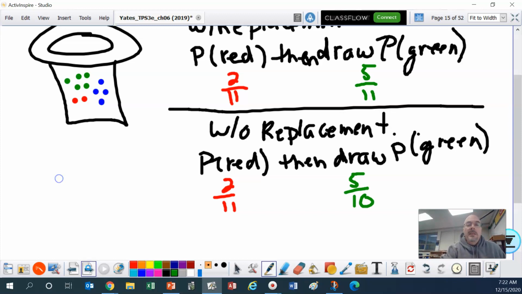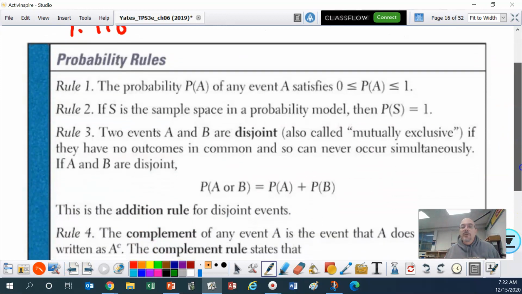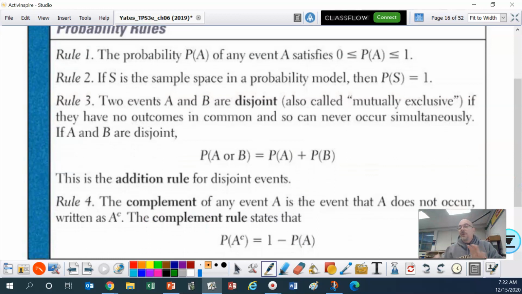Okay, keep going. All right, probability rules. Memorize these, page 418. These are the 4. There's 5 of them, but we only are seeing 4 of them right now. Rule number 1, the probability of an event satisfies this. Remember, probability can only be a number from 0 to 1. You cannot have a negative probability, and you cannot have a probability bigger than 1. That's what that is saying.